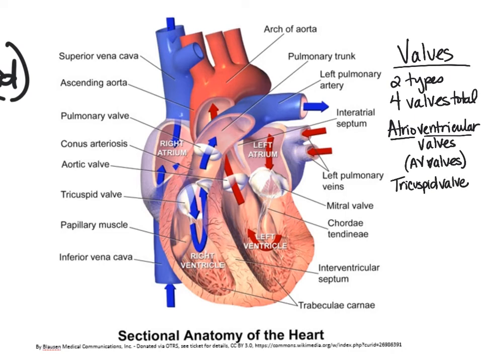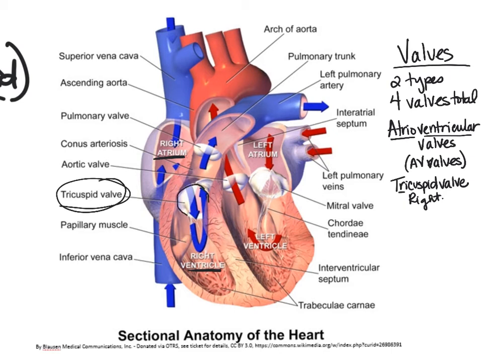The tricuspid valve is on the right side of the heart. You might be able to remember this because it has the R. Tri is for the right. Tricuspid valve is in the right side of the heart. So it would be between the right atrium and the right ventricle. And you can actually see this right here. The tricuspid valve is this valve here.